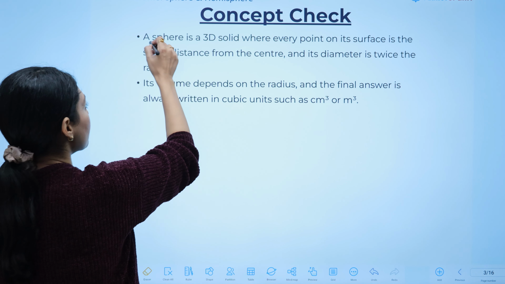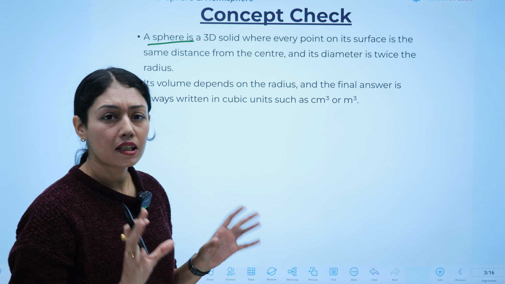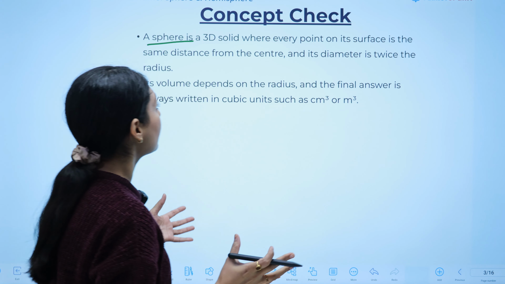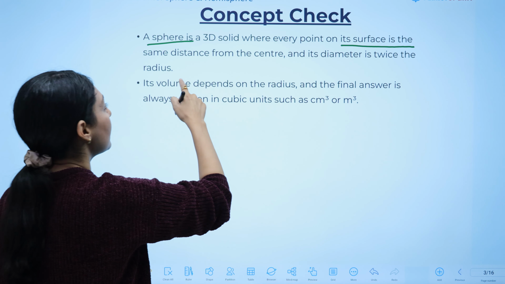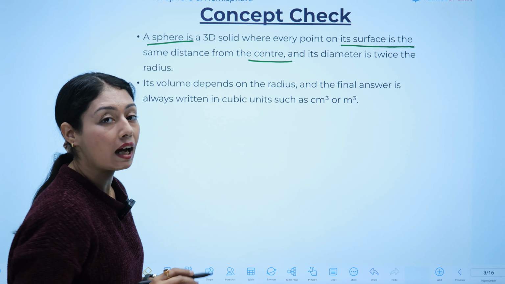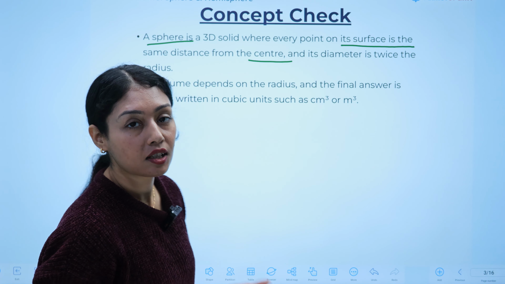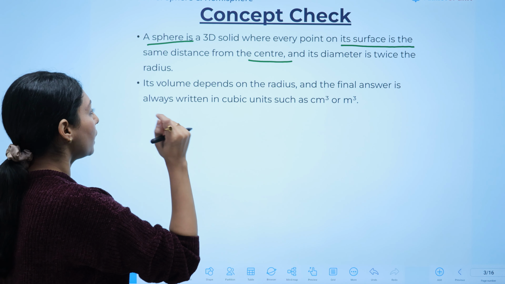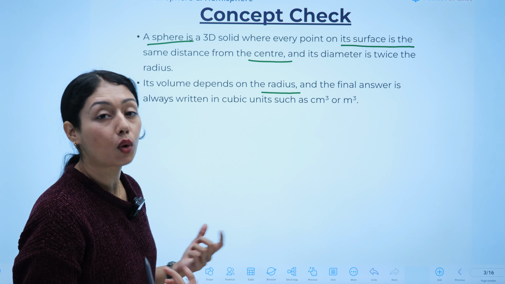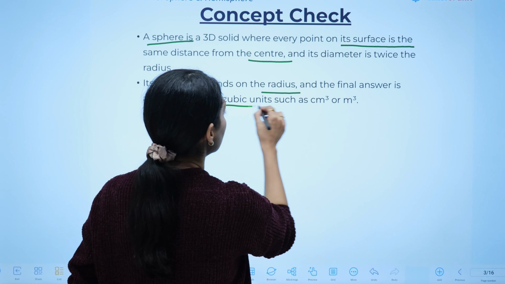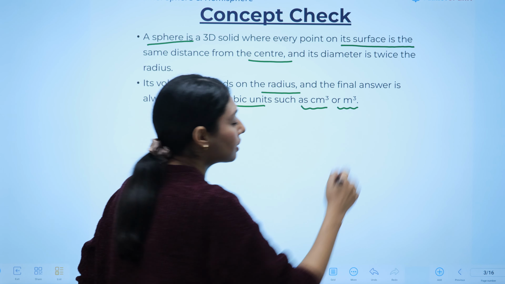Okay then, we all know what is a sphere everybody. Surface areas we have already discussed for this 3D shape. Yes, we can say it is a solid where every point on its surface is at the same distance from the center and the diameter is what? Twice the radius, just like the circle there. Volume की अगर हम बात करें, it depends on the radius and volumes we write in what units everybody? Yes, cubic units like centimeter cube or meter cube.